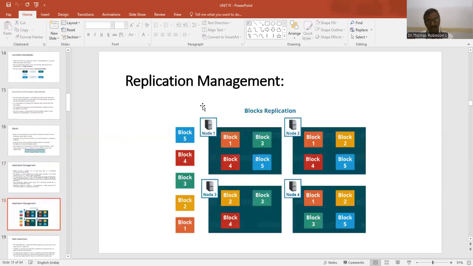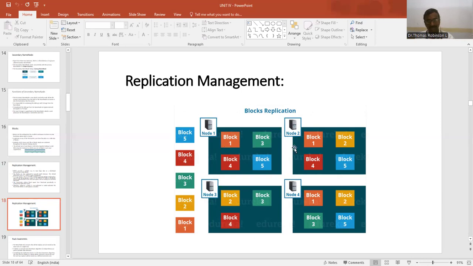Next, there is one block diagram for replication management that I can point out to you. Here there are node 1, node 2, node 3, and node 4, and blocks 1, 2, 3, 4, and 5. There are 5 blocks and 4 nodes. For example, take block 1. Block 1 is stored in node 1, node 2, and node 3. Block 2 is stored in node 3, node 2, and node 4. Block 3 is stored in node 1, node 3, and node 4. Block 4 is stored in node 1, node 2, and node 3, and block 5 is stored in node 1, node 2, and node 5.